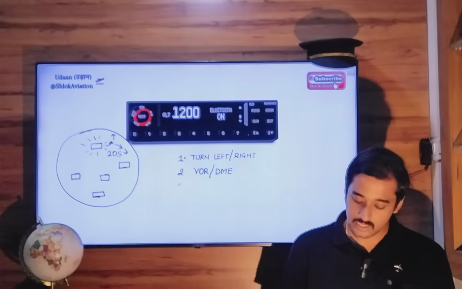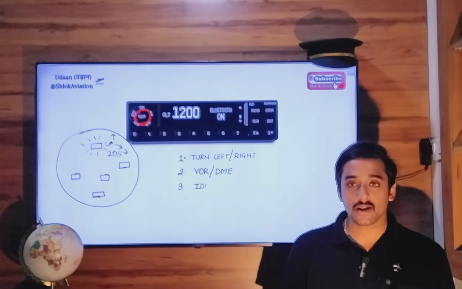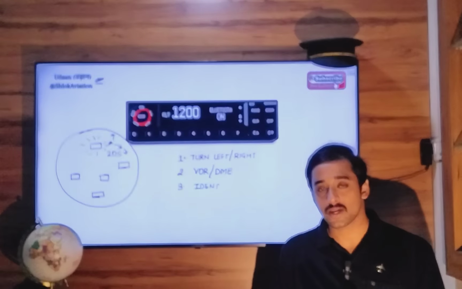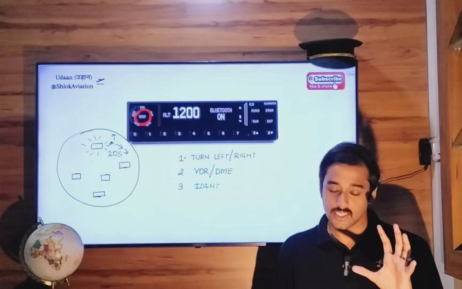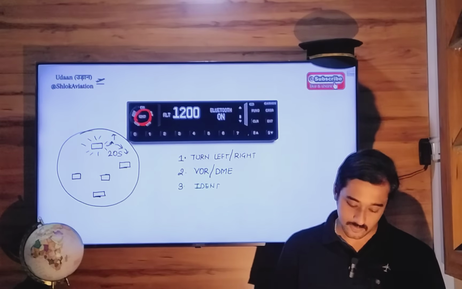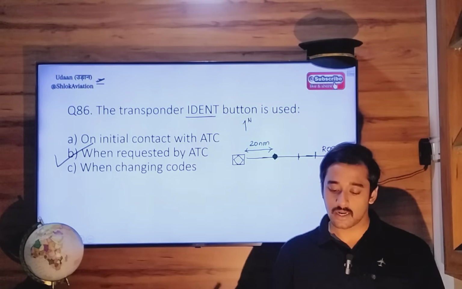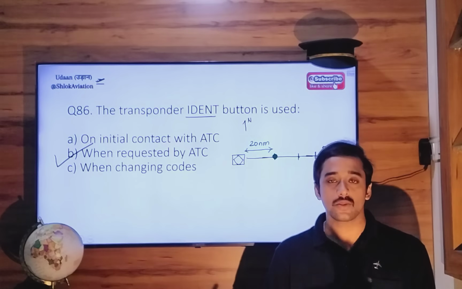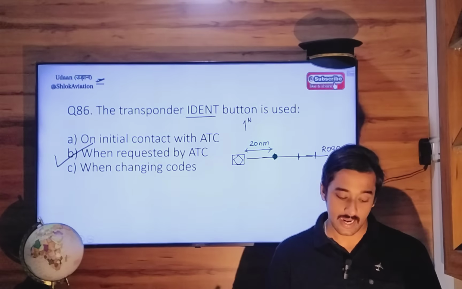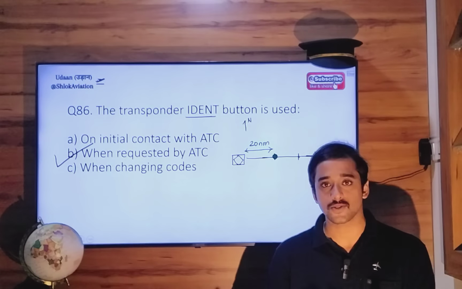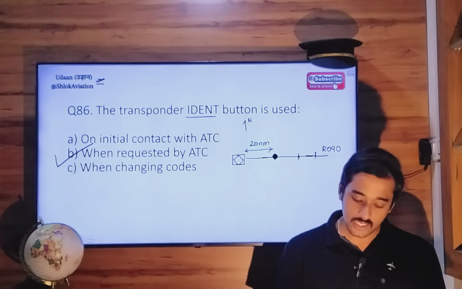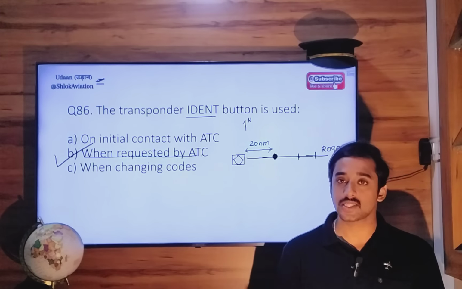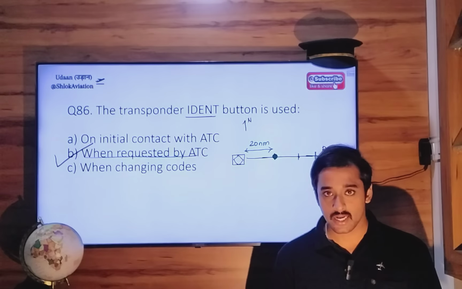And the third way is the ident button on your transponder. So when you press that ident button, the radar blip starts flashing for 20 seconds. So do watch all my secondary surveillance radar video lectures that I have already uploaded from Oxford, Keith Williams, Ground Studies for Pilots. In that I have explained these concepts many times. So pay attention, ident button can only be pressed only and only when requested by ATC.